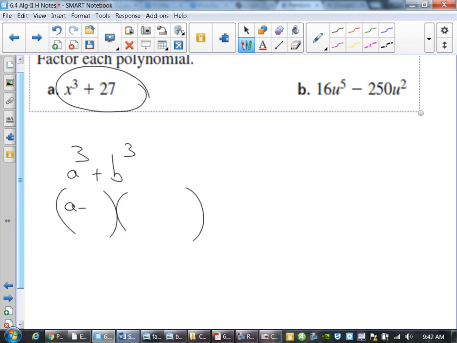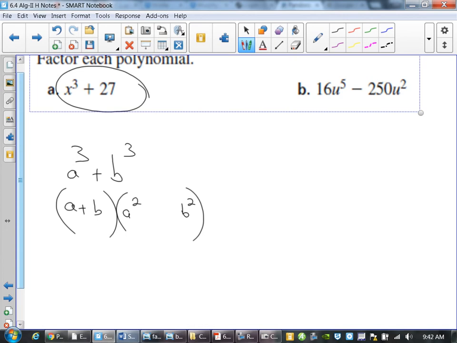You're always going to get two setups. You're going to get a binomial against a trinomial. It'll always be, when it's plus, a plus b. And on the inside, you're going to get an a squared and a b squared. What happens now is a matter of working with the middle terms and the signs.